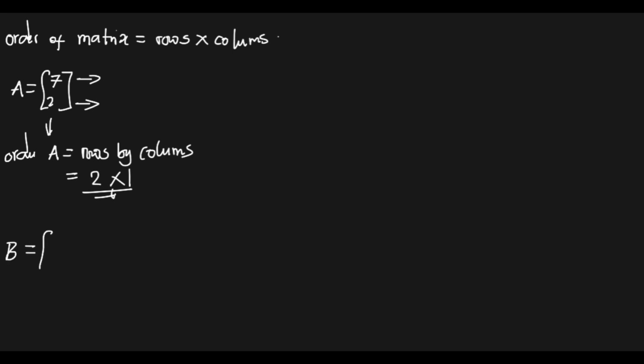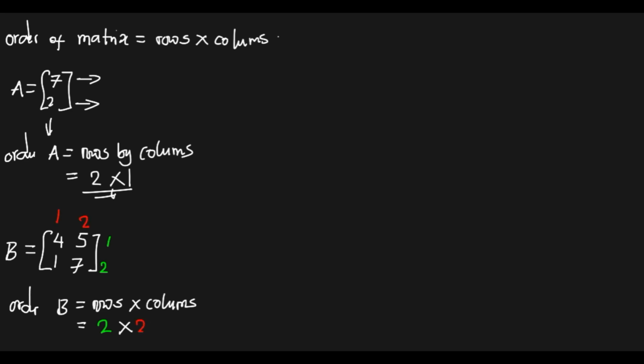Let's try another one. Let's say we have matrix B. The order of matrix B: you begin by stating the number of rows followed by the number of columns. From here we can see that we have 2 rows by, let's look at the number of columns, we also have 2. So this is a 2 by 2 matrix.